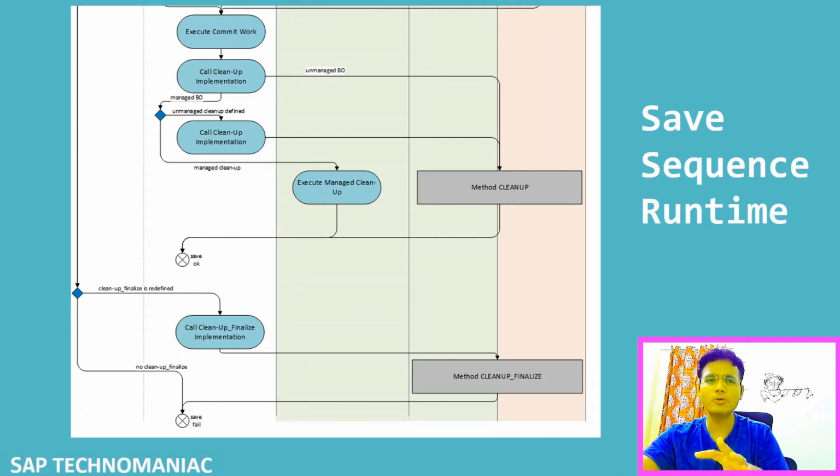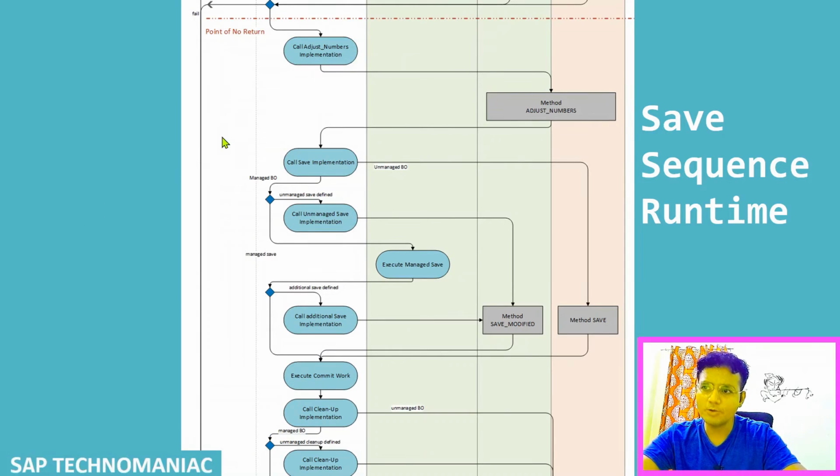In the same way, I will show you create, update, and delete, and how the method sequence is called, in the unmanaged scenario. In the managed scenario I didn't cover that. Mainly, I want to show you how the methods are called during the save sequence for the save implementation. This is the main important thing: in the unmanaged scenario, when method save is called and when method save_modified is called.